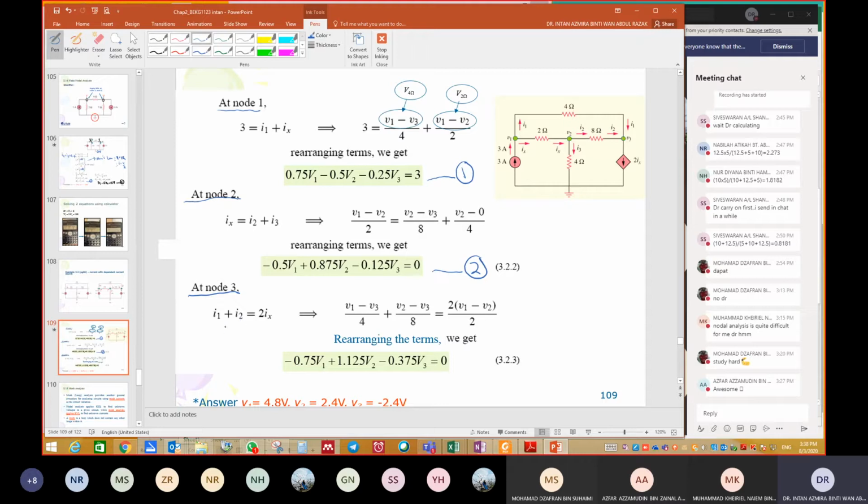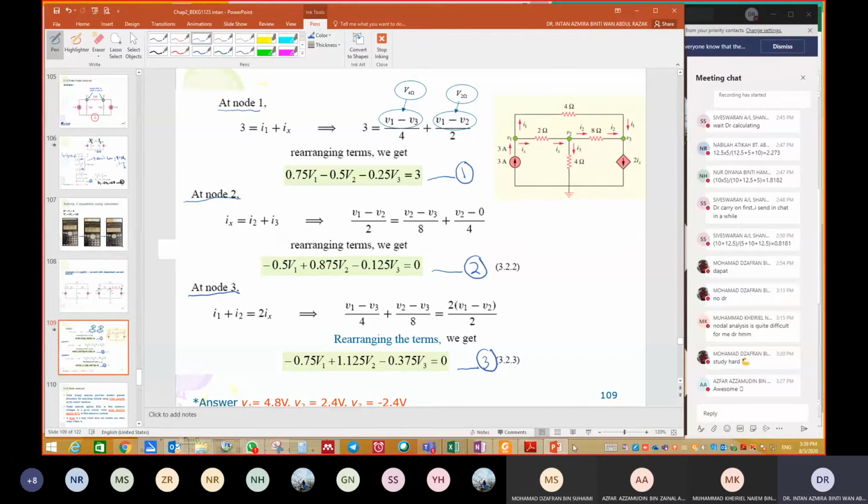And at node 3, substitute I1. So we have I1 here, so just take V1 minus V3 divided by 4, plus I2, V2 minus V3 divided by 8, equal to 2IS. We have 2 times IS, which is V1 minus V2 divided by 2. Please rearrange and you will get this. Any question?